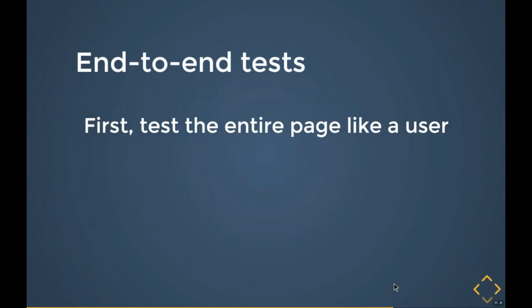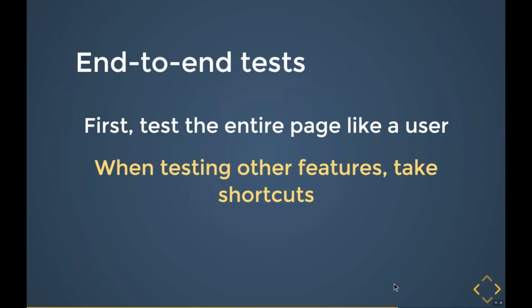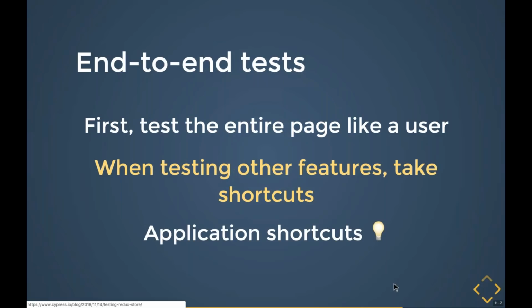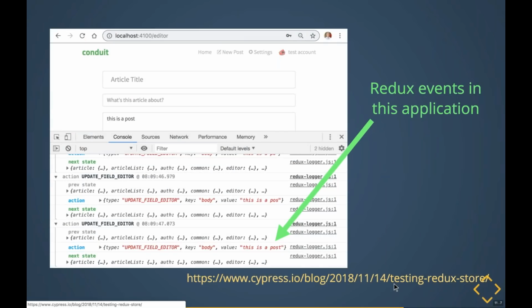And we advertise flexibility. You want to start testing your page like a real user, and you should have those sanity tests that verify it. But after that, if you're verifying other features, don't log in via the UI. Do not type long blog posts over and over via the UI because it works. So take shortcuts. You can even take application shortcuts.